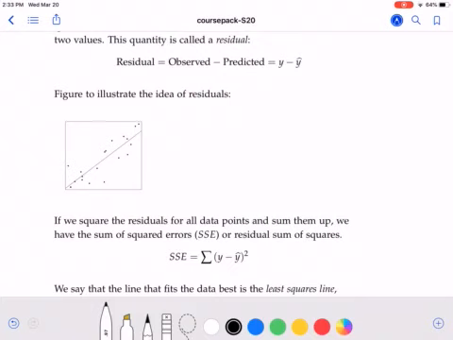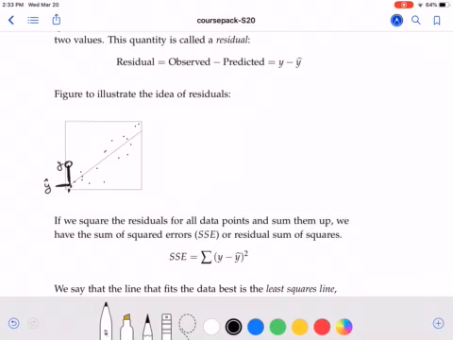So for each data value, we could see like we have this data point here, that is our y, but the line is down here. So if we plug in this x value that goes with the y, what we're seeing is that what we actually get from the line is that y hat would be down here. So that distance between y and y hat is called our residual.